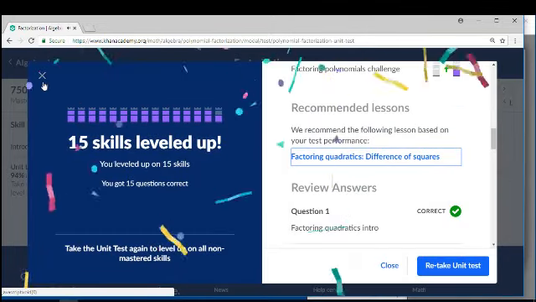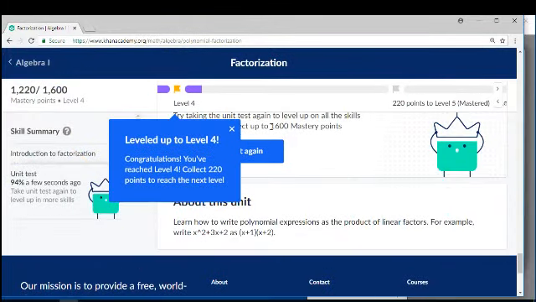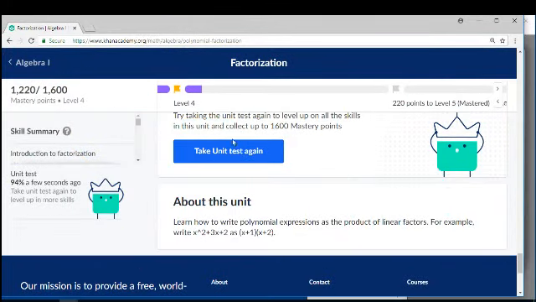All right, so that got me to level 4. So the third time, I'm going to take the unit test again, but I can have less commentary.